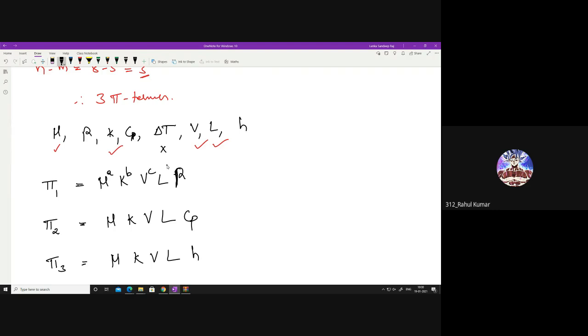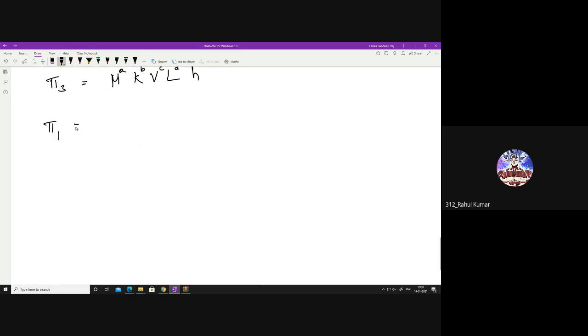Power I am taking. So for all the things, A, B, C, D, S power I will take. For the core group, the powers should be taken as A, B, C, D. So now let me take pi 1 is equal to mu k v l rho, and it has A, B, C, D, S powers. Now let me put the dimensions. Dimension on the left is taken as 1. The pi terms are non-dimensional terms, so they will not have any units. That's what we will write on your left.